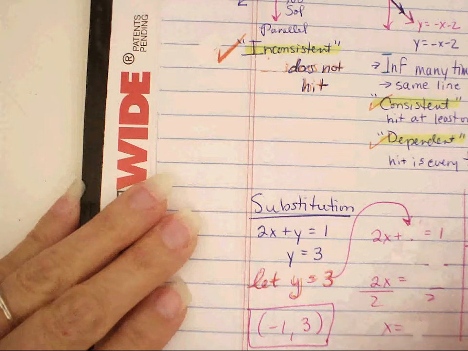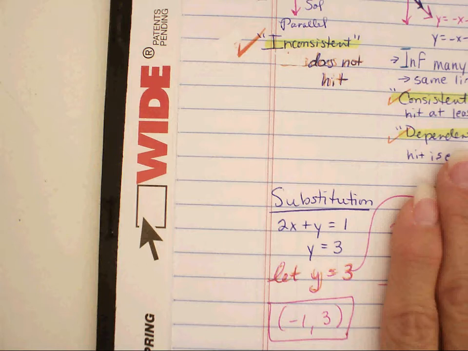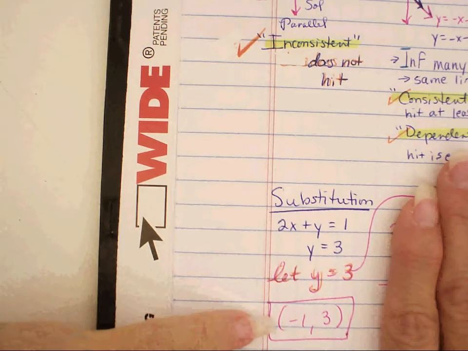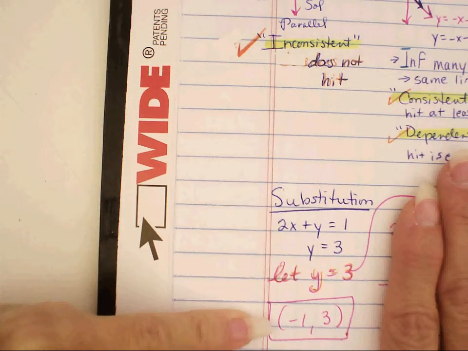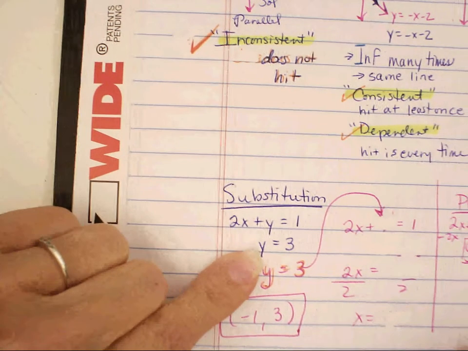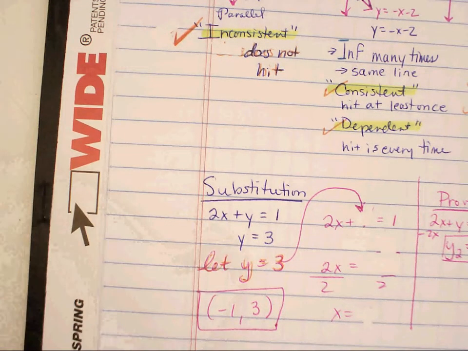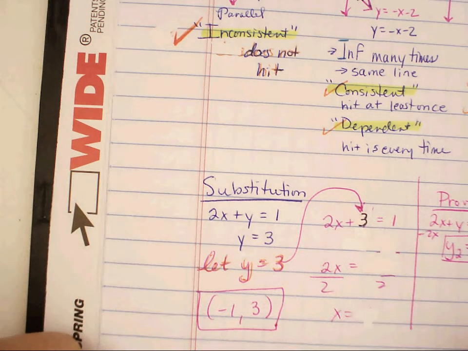So if you will write this problem down: 2x plus y equals 1, y equals 3. And we're going to find out that the solution is negative 1, 3. We're going to solve it algebraically and then check it graphically, or prove it graphically. Now, because y is already equal to 3, what do you think we're going to do with it next? Yeah, we're just going to plug it in, absolutely. Substitution property. So 2x plus 3 equals 1.